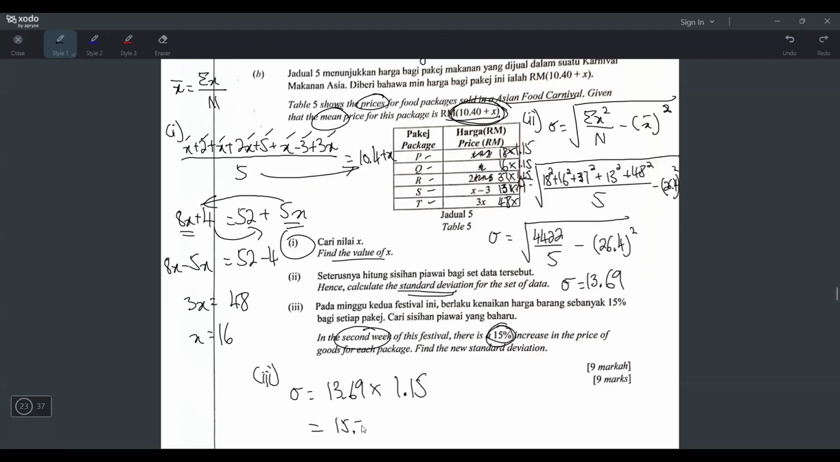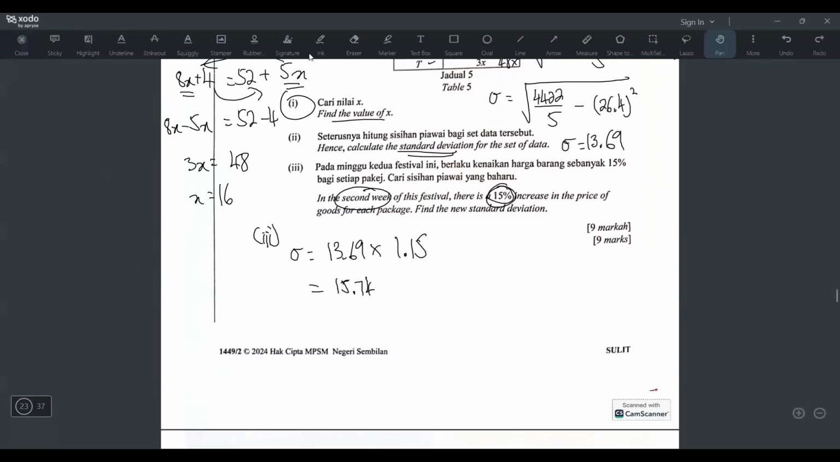So this is the new standard deviation. So I need you to memorize this. When you take every value plus or minus with the same number, the measures of dispersion will not get affected. It means the range, the variance, the standard deviation, the interquartile range will not get affected if you plus or minus with the same number. But if it's times or divide, then it will get affected, right?